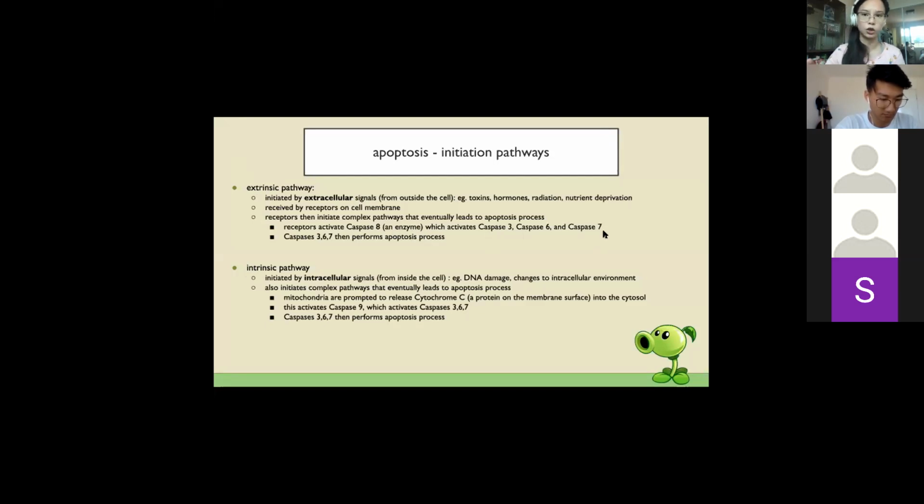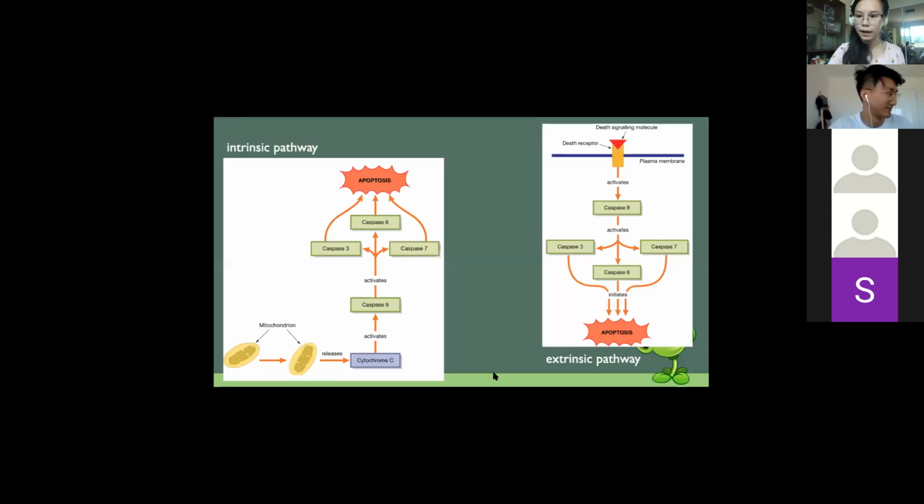In the intrinsic pathway, the signals come from inside the cell, and in this pathway, cytochrome C is released from the mitochondria, which activates caspase 9 first, and caspase 9 then activates 3, 6, 7, which again executes the cell. So the only thing that's really different is which caspase is activated first and where the signal comes from. There's the pathways illustrated for you.